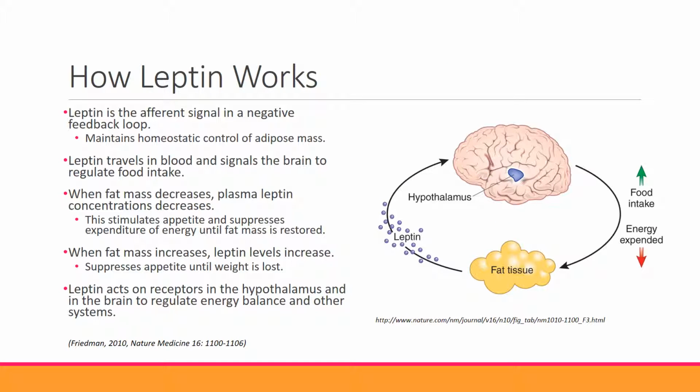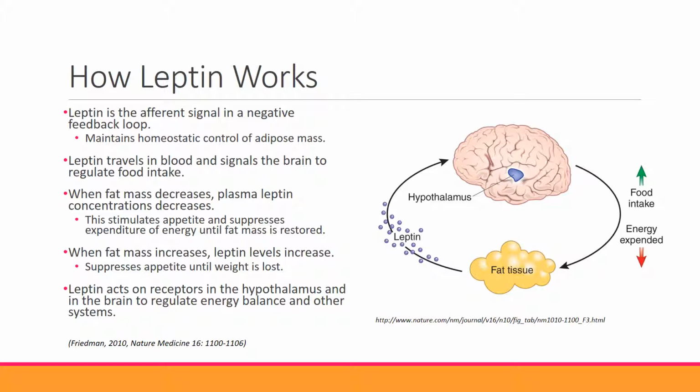How does leptin work? Leptin is the afferent signal in a negative feedback loop, and it maintains the homeostatic control of adipose mass. Leptin travels in the blood and signals the brain to regulate food intake. When fat mass decreases, plasma leptin concentrations in the blood also decrease. This stimulates appetite and suppresses expenditure of energy until the fat mass is restored. However, when the fat mass increases, leptin levels also increase, and this suppresses appetite until weight is lost.